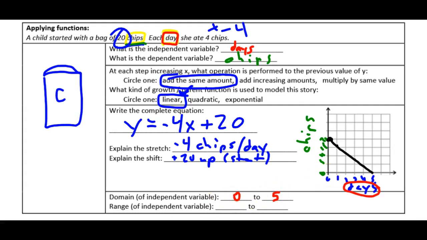Now our range, same deal. What is the lowest our chips can ever go? In this case, it is 0 chips. The bag is done at 0. And the highest it ever goes is 20 chips. So in our y, our range goes from 0 to 20. And that is it.